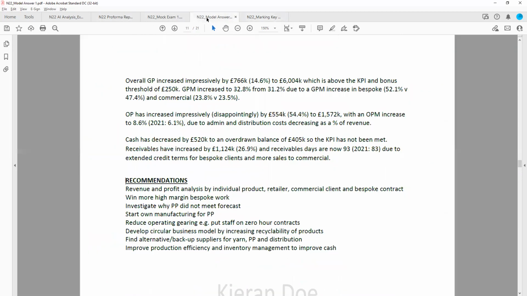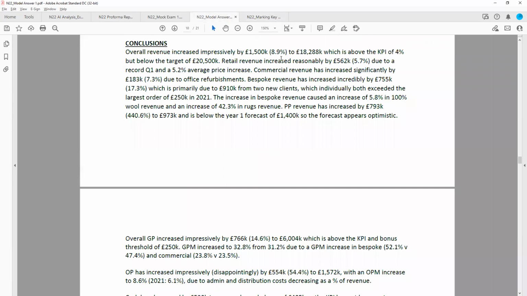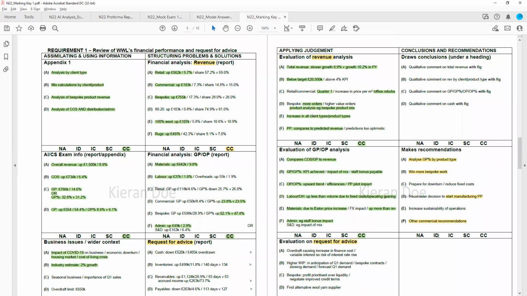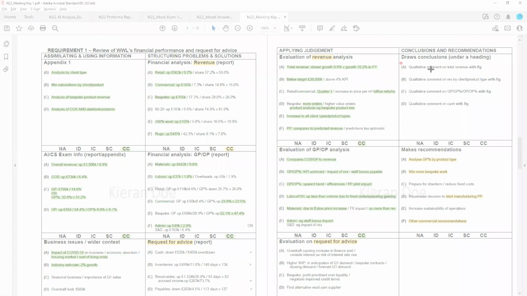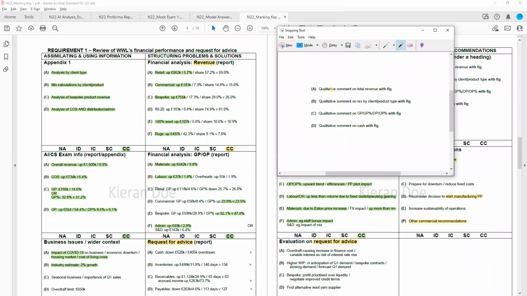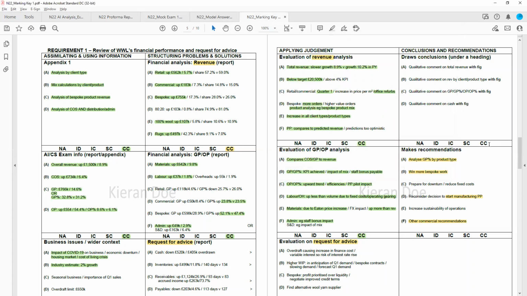So, as you've said, with the conclusions, I've got the number and a brief comment with each point. So you can see actually to pass the conclusions box, that's very straightforward here. Passing that isn't difficult. Comment on total revenue, comment on revenue by client or product type, which we had. So we answered the question overall: revenue by client and product type, gross profit and operating profit and cash. So that is a very easy one to pass.